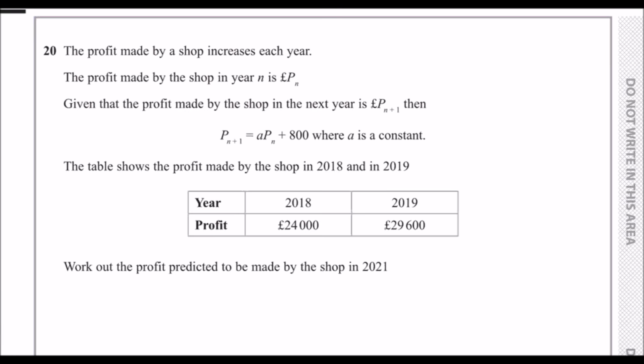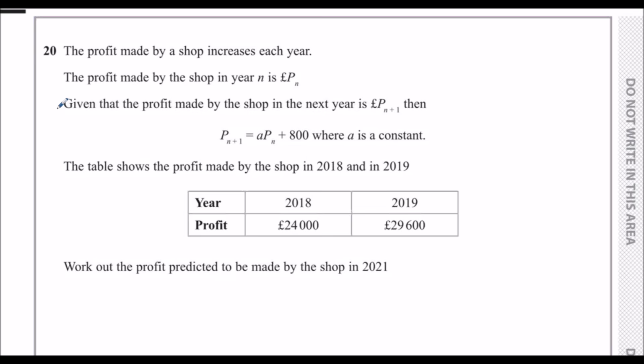Question 20. The profit made by a shop increases each year. The profit made by the shop in year N is Pn pounds. Given that the profit made by the shop next year is Pn+1, and Pn+1 is A times Pn plus 800, where A is a constant. So the profit in the next year is something times this year's profit plus 800. And we've been given the profit in 2018 and 2019. Work out the profit predicted in 2021.